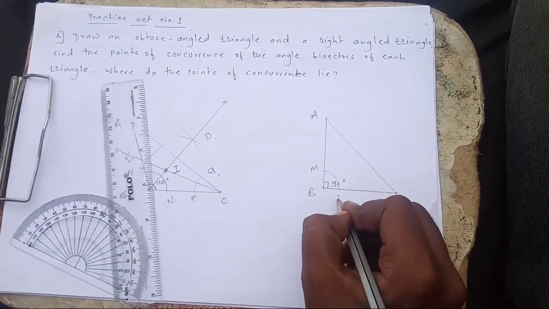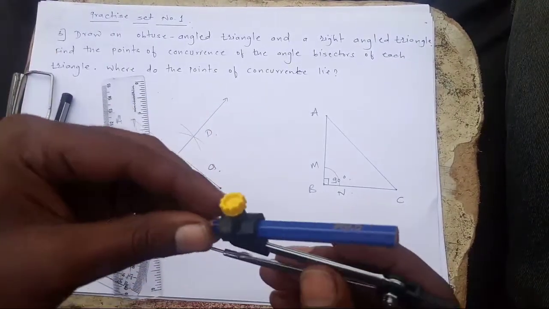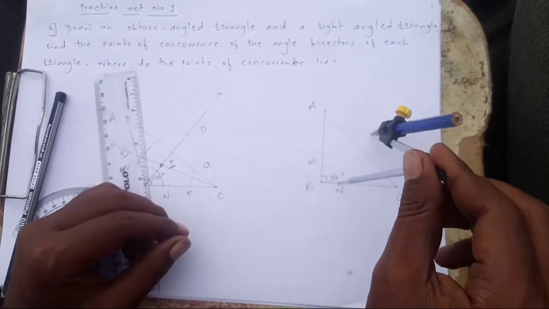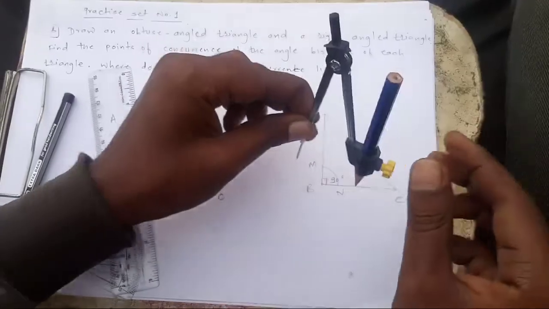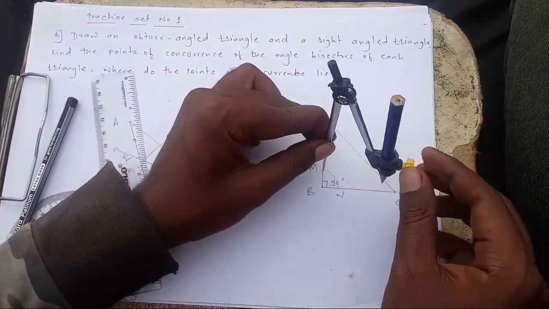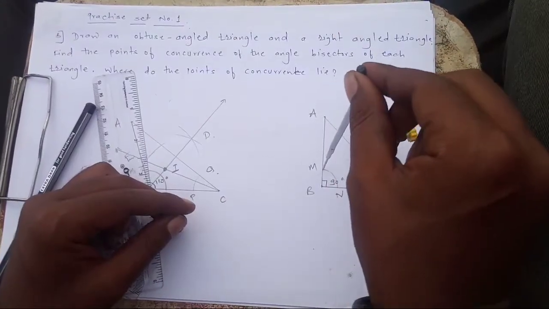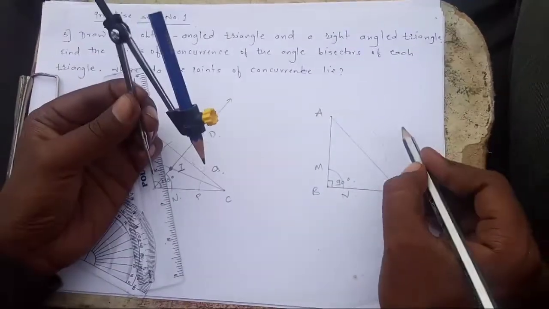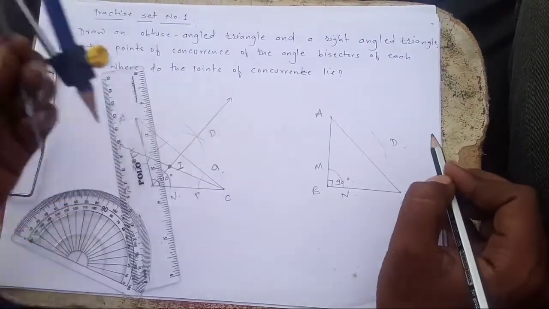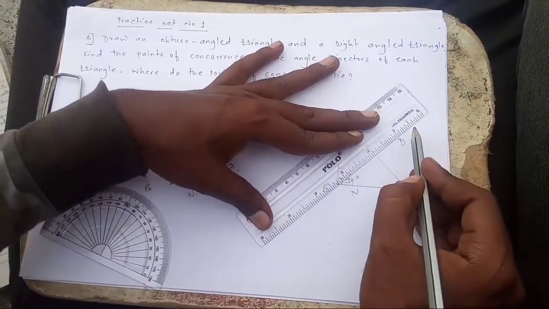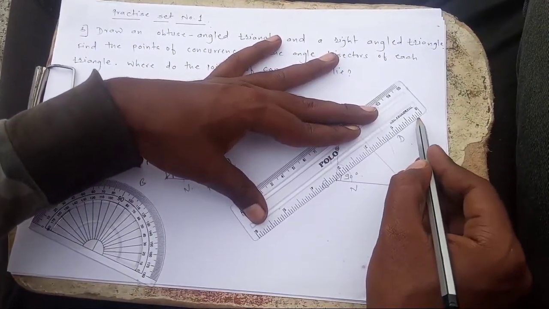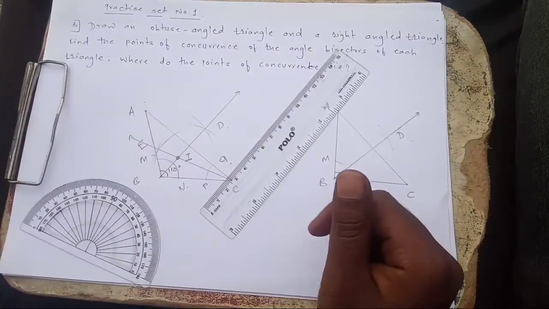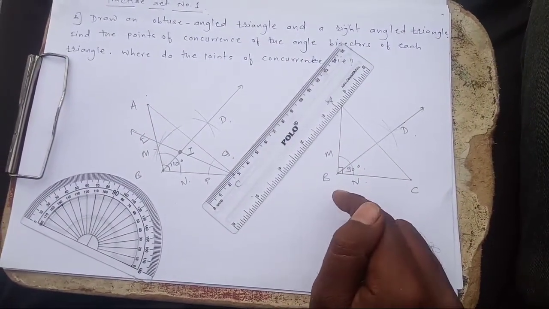Name it as MN. Now increase a distance in compass. Keep N as a center. Cut an arc. In the same way, with same distance, keep M as a center. Cut another arc. The point of intersection we get, name it as D. Now join point BD. Now this is about how to bisect angle B.